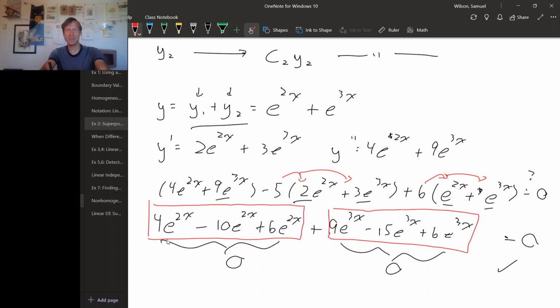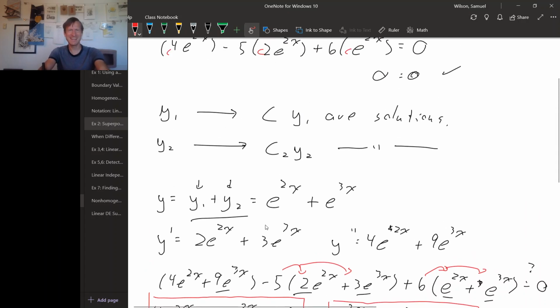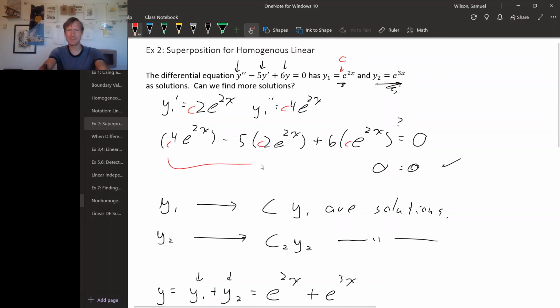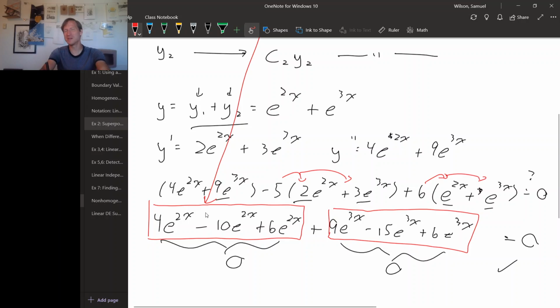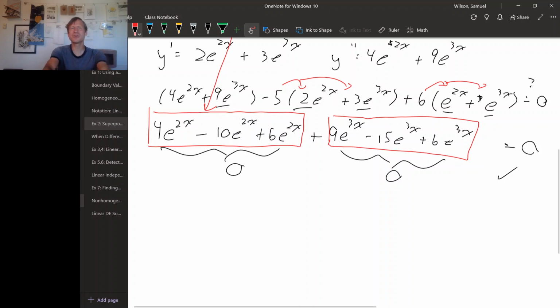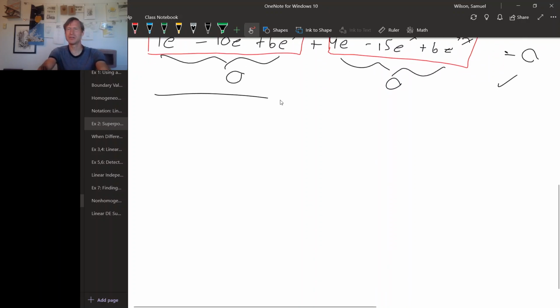If we compare this 4e to the 2x minus 10e to the 2x plus 6e to the 2x, that's what we had way up here, right? Same thing. So it seems like it's no coincidence that adding two solutions gave us another solution. That seems like the sort of thing we can check in general.